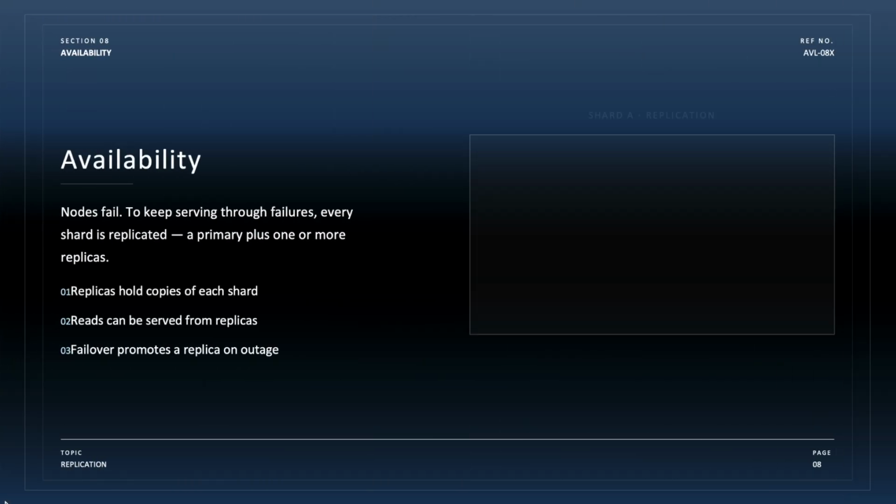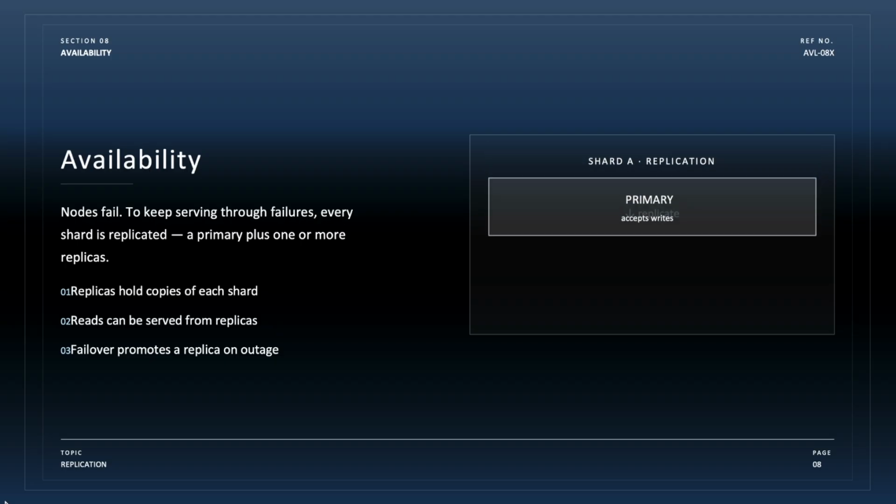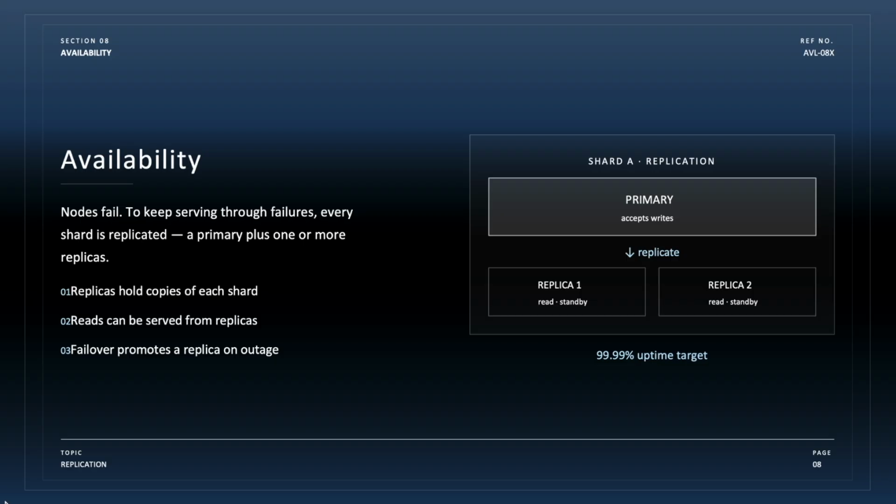Scaling improves capacity, but it does not protect against failures. That's why each shard is replicated. A primary node handles writes, while one or more replicas keep copies of the data. If the primary fails, a replica can quickly take over, allowing the system to continue serving requests with minimal interruption.